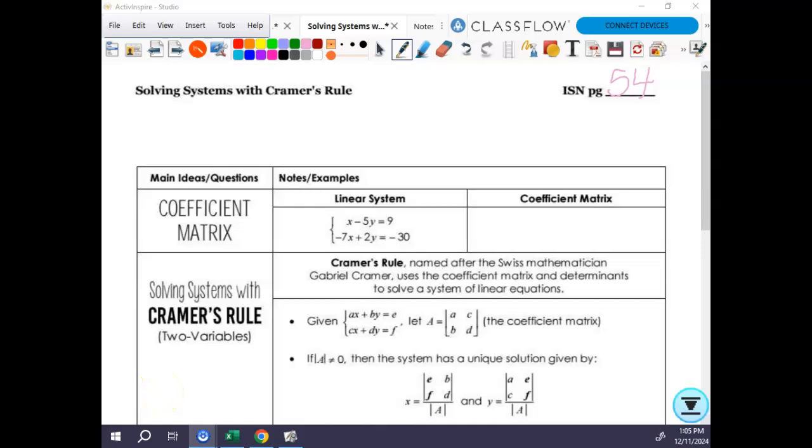Okay, so we're going to solve systems with Cramer's rule. There are different ways to solve systems with matrices. There's Gaussian elimination. You can do it with inverses. You can do it a lot of different ways, but I just picked one so we could see that there is one way to do it.